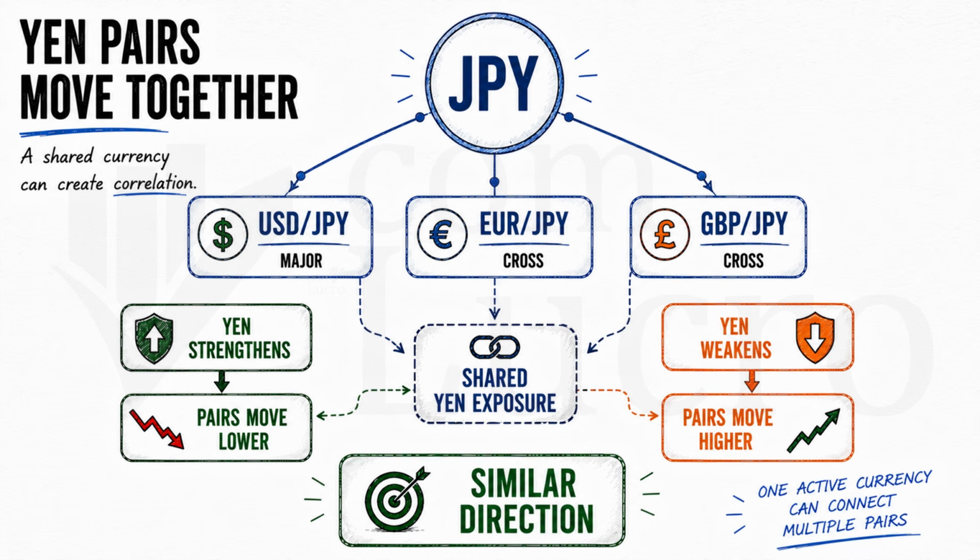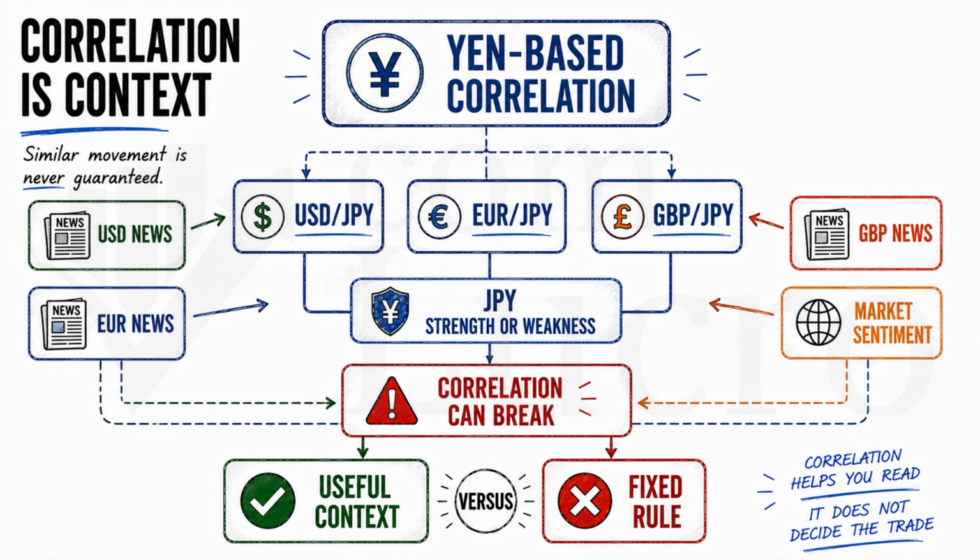What groups them together here is simply the shared yen. During this period, the yen may become the most active currency inside these pairs. When the yen strengthens, these pairs may move lower together. When the yen weakens, they may move higher together, creating a noticeable correlation across multiple yen-based markets. However, this relationship is not guaranteed to remain perfectly aligned.